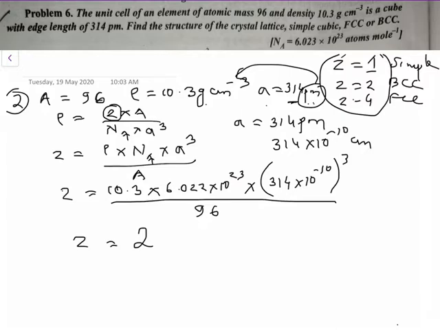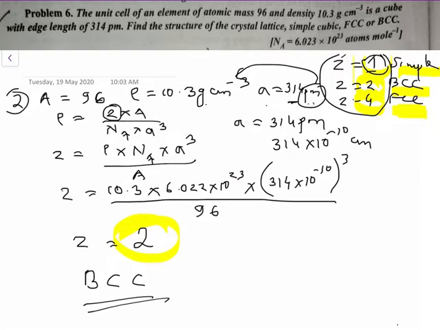Now since we have already discussed, if Z value is 1, then it is simple cubic, and if Z value is 2, then it is BCC, and if Z value is 4, then it is FCC. Since we got our Z value as 2, we can now say what the structure is. We can say our structure is body-centered cubic cell. So since the question was asking what is the structure of this lattice, we can say the structure of this lattice is BCC.